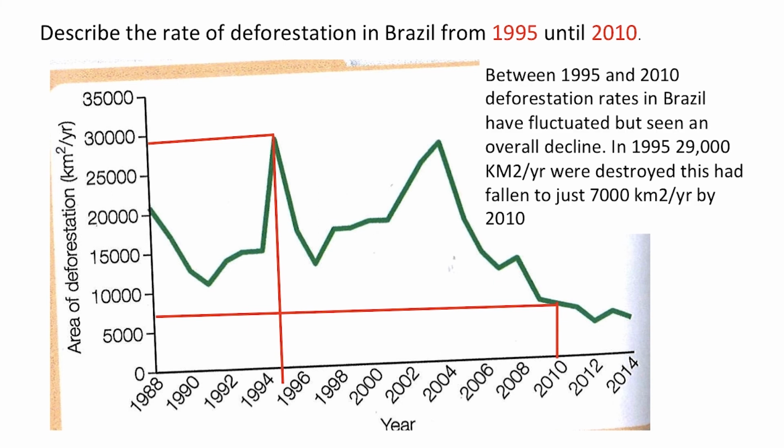Between 1995 and 2010, deforestation rates in Brazil have fluctuated but seen an overall decline. In 1995, 29,000 kilometres squared per year were destroyed. This had fallen to just 7,000 kilometres squared per year by 2010. This is a good response in that I have included the dates as specified by the examiner. I have mentioned the word fluctuates, but identified an overall decline, and most importantly, I've clearly identified data in my response.